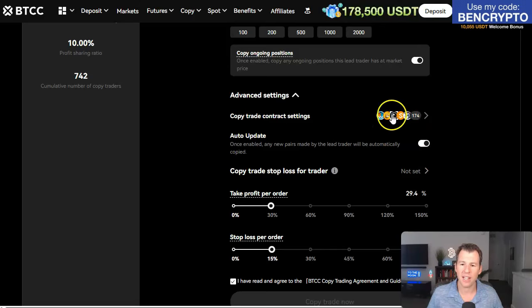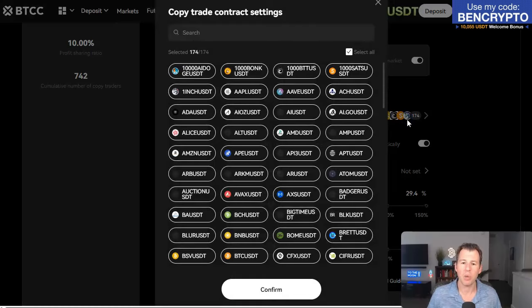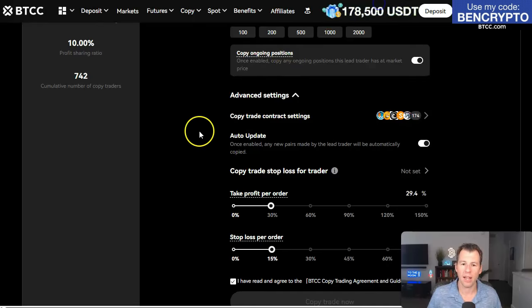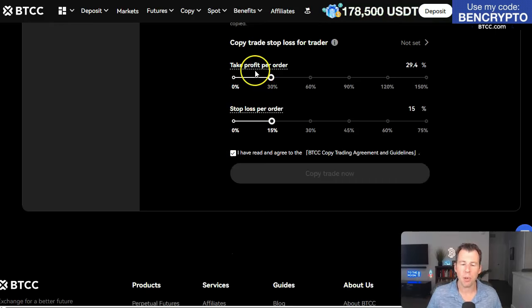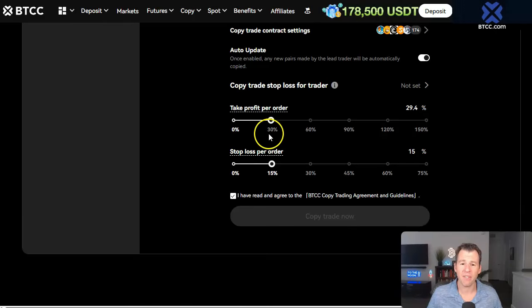Copy contract settings. This means that if there's any specific coins that you do not want to copy trade off of them, then you would unselect all those right there. I don't really see any point in doing that. You trust them, so do that. Take profit per order. This means basically, if a specific trade that you've copied off them is, say, 30% profitable, you want to just close out that position immediately.